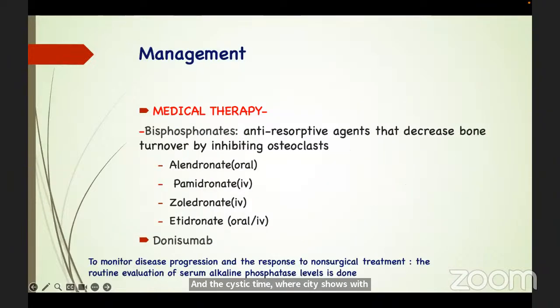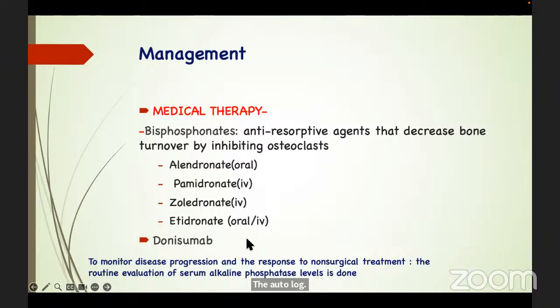Treatment is usually surgical, but medical management is also there, and it is usually used by the orthopedic surgeons where the long bones are involved. What is given is bisphosphonates, anti-resorptive agents that decrease bone turnover by inhibiting osteoclasts. Alendronate, pamidronate, zoledronate, and etidronate are all used, but excess of everything is bad, and they do have side effects. They also have denosumab, which some people have tried.